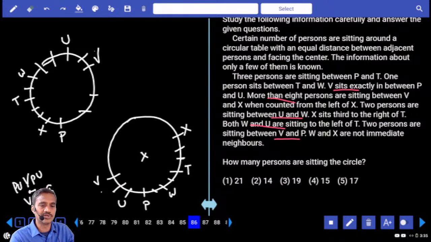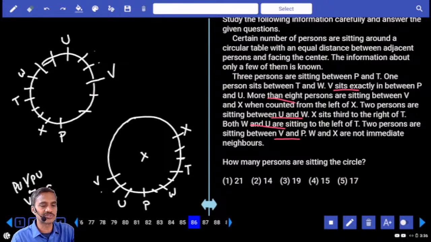Hence V is in between P and U. Now, how many persons are there? 4 persons in between P and U. As there are 4 persons between P and U, which is not possible, we need to have another person here, so that V is exactly between P and U. Clear? Because we need to have an odd number of persons.